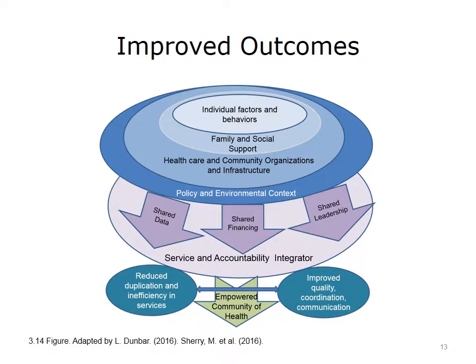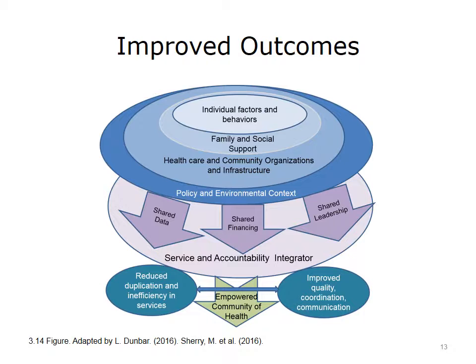This model is one that was designed at Johns Hopkins by Melissa Sherry and colleagues at the School of Public Health. And this accounts for the inclusion of individual factors, family and social support factors, healthcare and community organization and infrastructure, and policy and environmental context. It allows for that ecosystem and also allows for a service and accountability integrator.